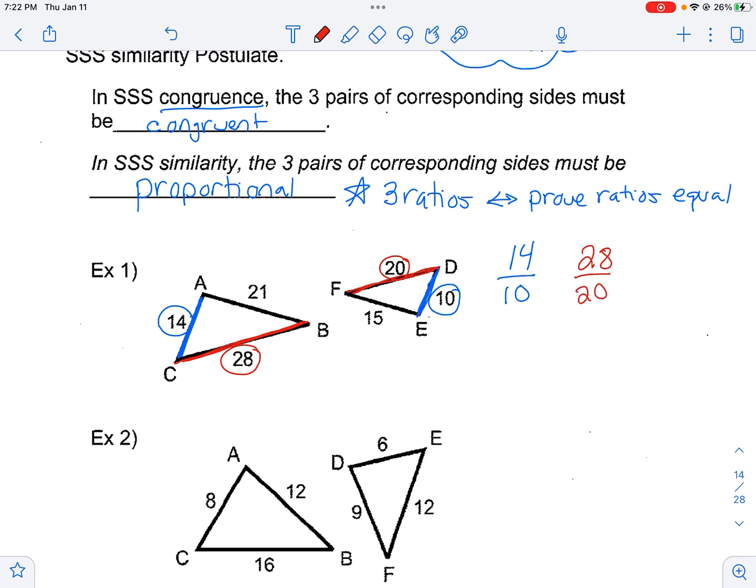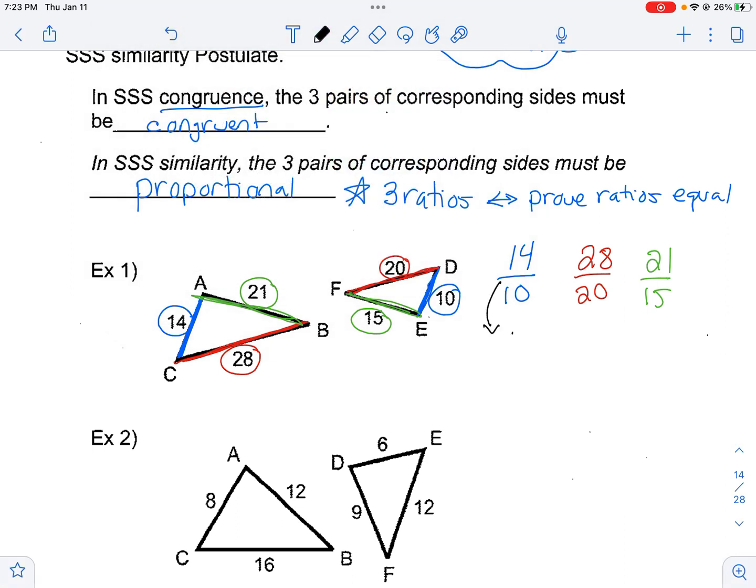And then I'm going to pair up the third pair. Obviously, the 21 side is going to pair up with the 15 side, and I'm going to write a ratio 21 over 15. Now, we can't assume that these ratios are equal. We have to prove it. And again, you can prove it by doing a couple of things. One option is just reduce all the fractions.